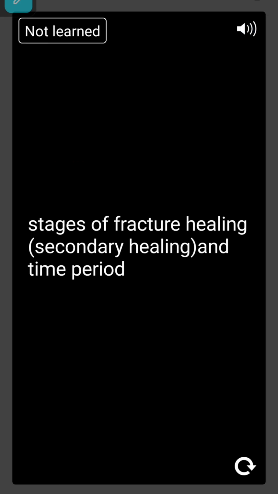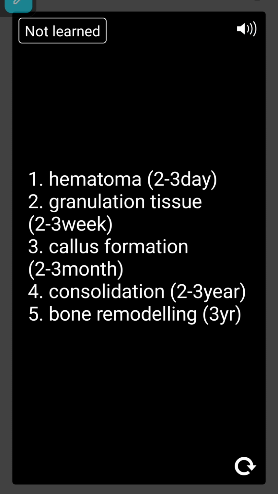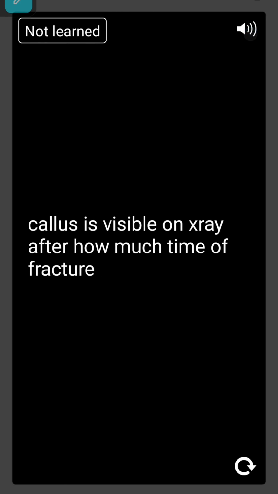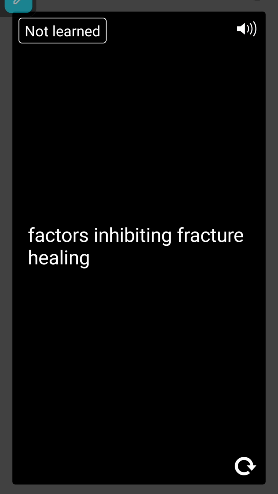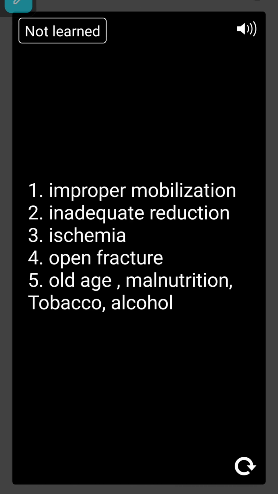Stages of fracture healing, secondary healing, and time period. 1. Hematoma: 2 to 3 days. 2. Granulation tissue: 2 to 3 weeks. 3. Callus formation: 2 to 3 months. 4. Consolidation: 2 to 3 years. 5. Bone remodeling: 3 years. Callus is visible on X-ray after how much time of fracture? 2 to 3 weeks.